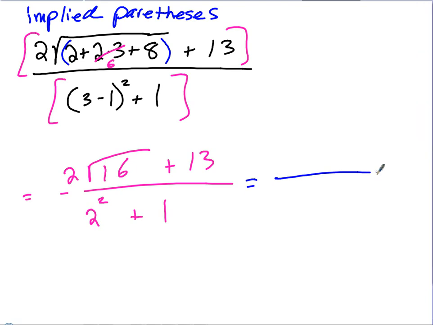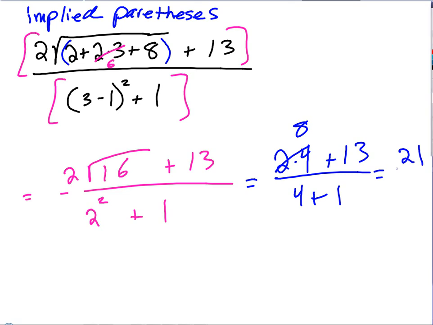Square root of 16 is 4. So 2 times 4 plus 13. Oh, I thought I planned this a little better. Guess I didn't. On the bottom. Okay. And then finally on the top, 2 times 4 is 8 plus 13. Bottom.